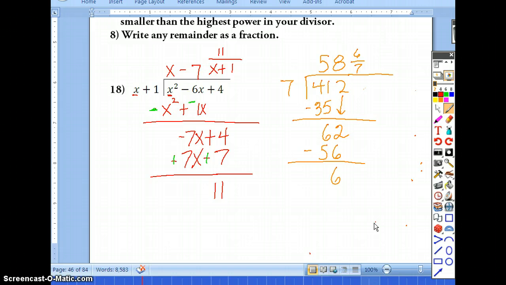I want you to just go ahead and look at that for a minute. I try to put, when I change the signs, in a different color so you can see that.